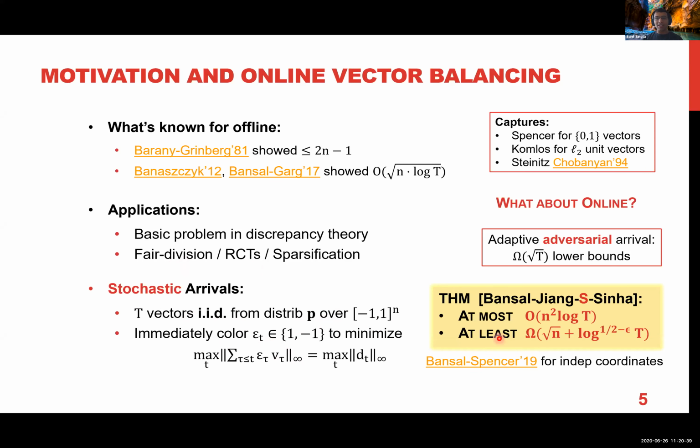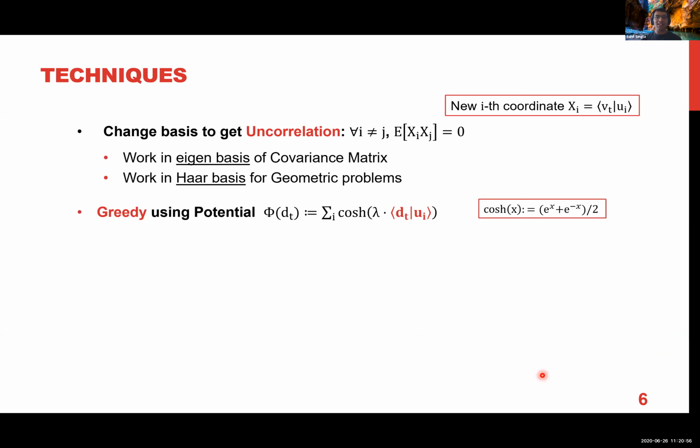And what's our result? Yes, you can obtain poly n and polylog T bounds. Up to polynomial factors, these are tight. And Bansal and Spencer had a result last year which obtained such a thing for independent coordinates. At a high level, our techniques still apply Bansal-Spencer kind of techniques, but the main thing is their proofs break for correlations. How we address it is by changing the basis. What we show is that you can move to a new basis, so eigenbasis or Haar basis, some interesting basis, where in this new basis, the vectors that are arriving have this interesting property that expectation of x_i x_j is 0 for i not equal to j, which we call uncorrelation.